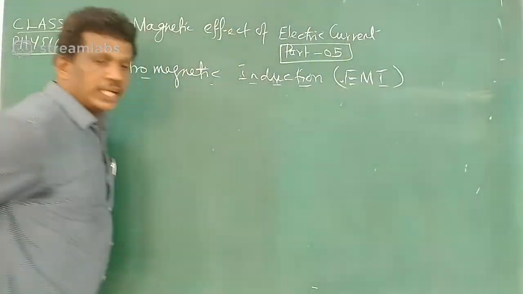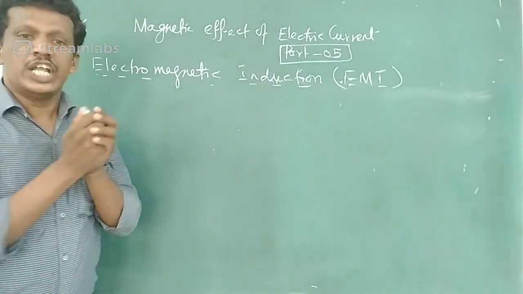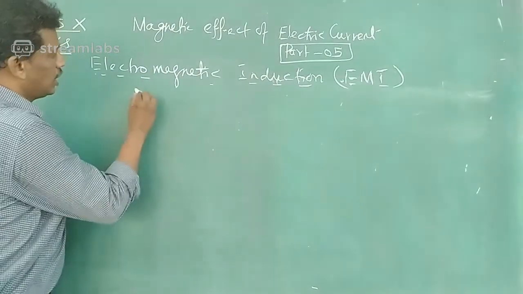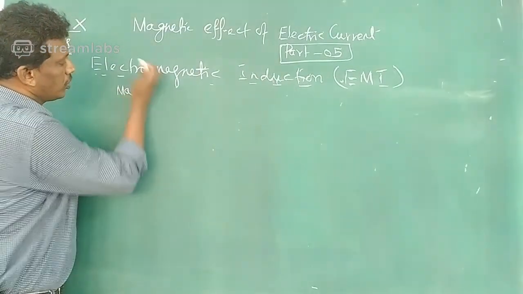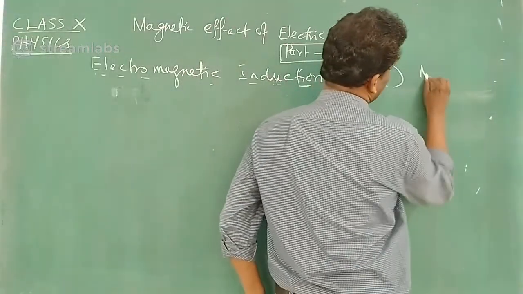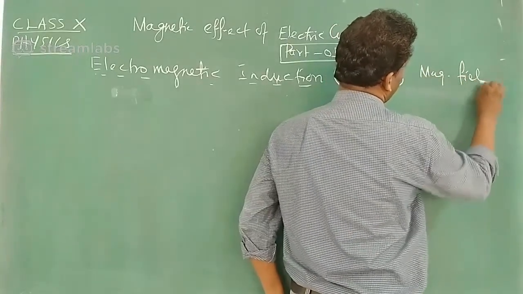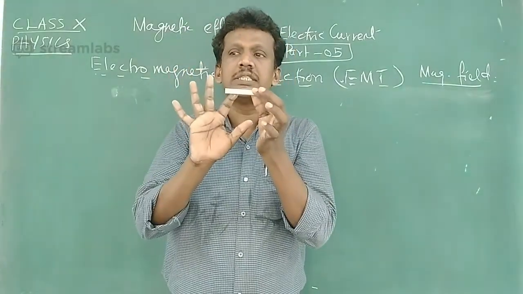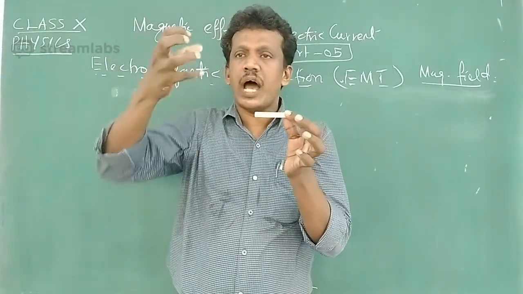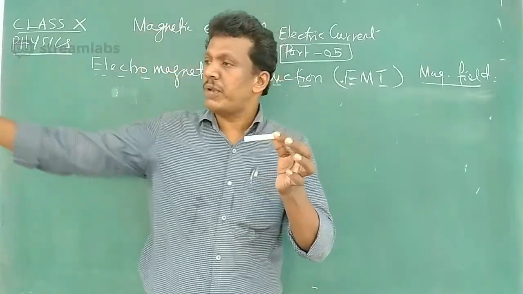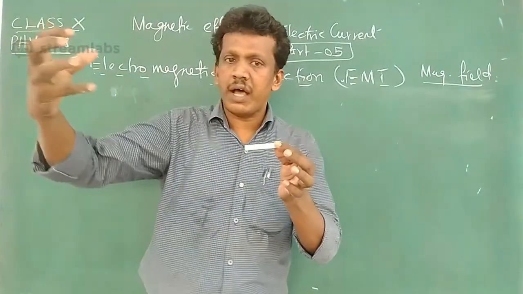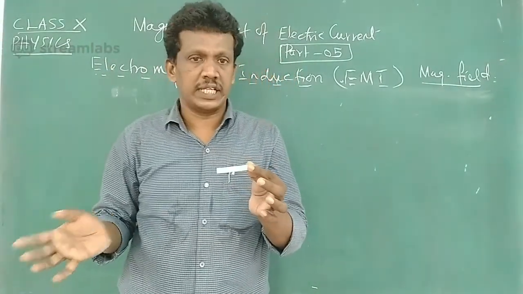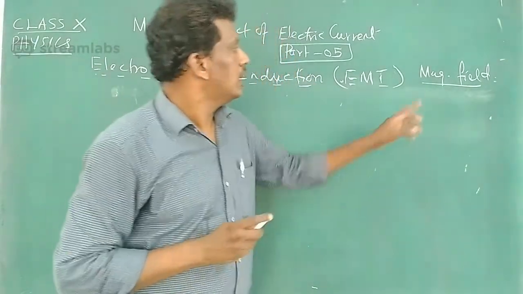Yes. Electromagnetic induction. Before going into detail, let me give some terms for your understanding. The first point is magnetic field. What are the terms you should understand? One is magnetic field. So what is a magnetic field? Suppose you have a magnet. Around the magnet, you have a magnetic influence. If you bring any other magnet or iron object, it will be attracted. If it is a magnet, there will be either attraction or repulsion. That area is called the magnetic field.